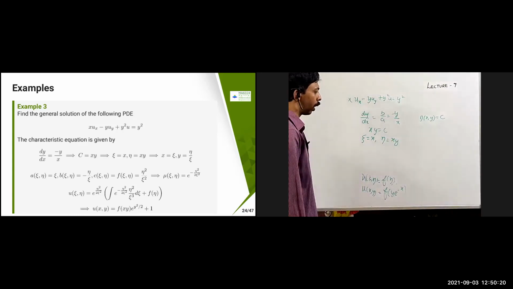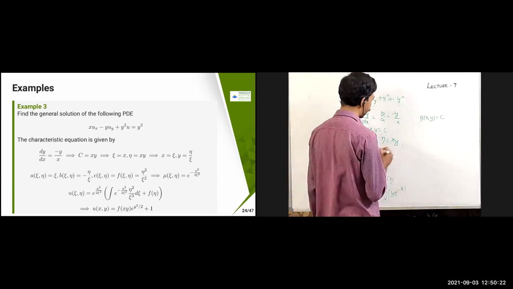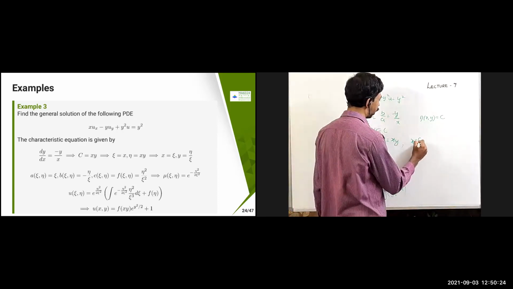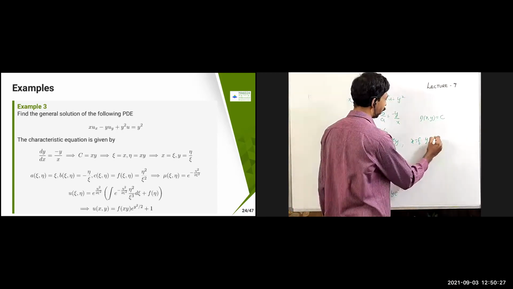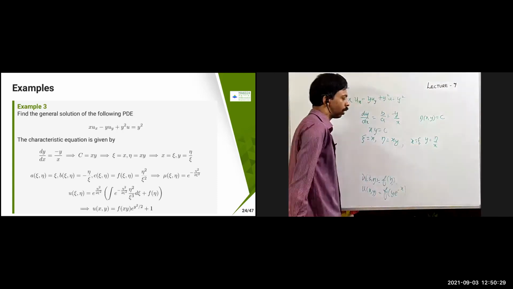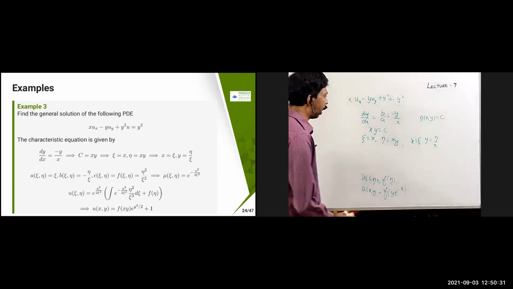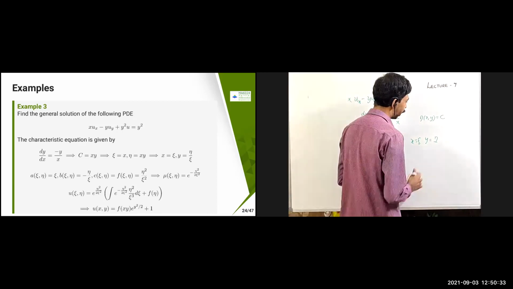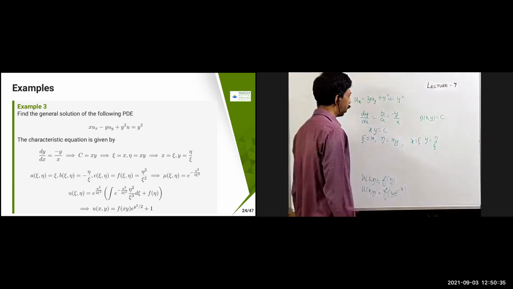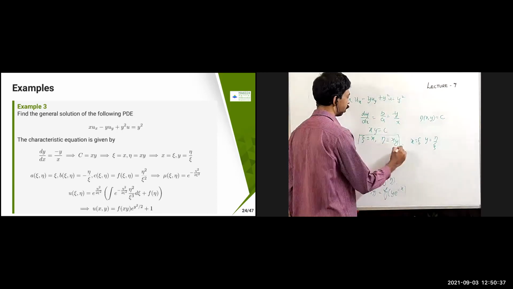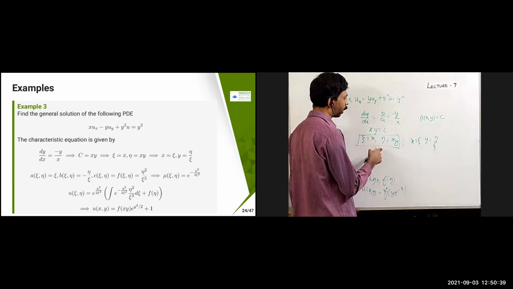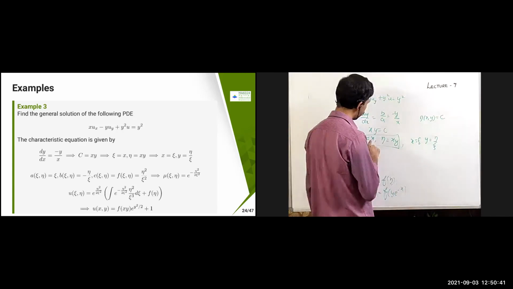Okay, so that means I can write the other way. I can write x equal to chi also there, and y equal to eta by x. Okay, so these are all two variables. This is x, so this is going to become chi. So this is one transformation from chi to x. This is x to chi.